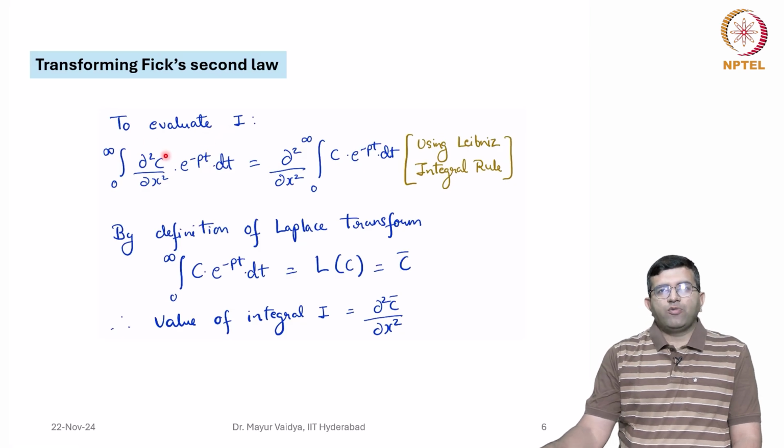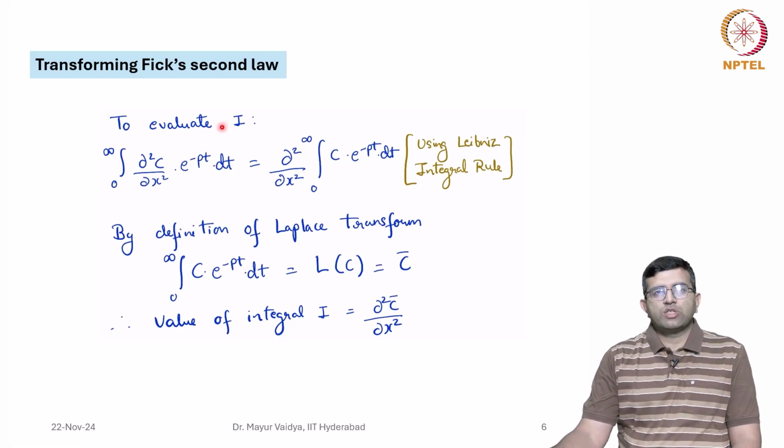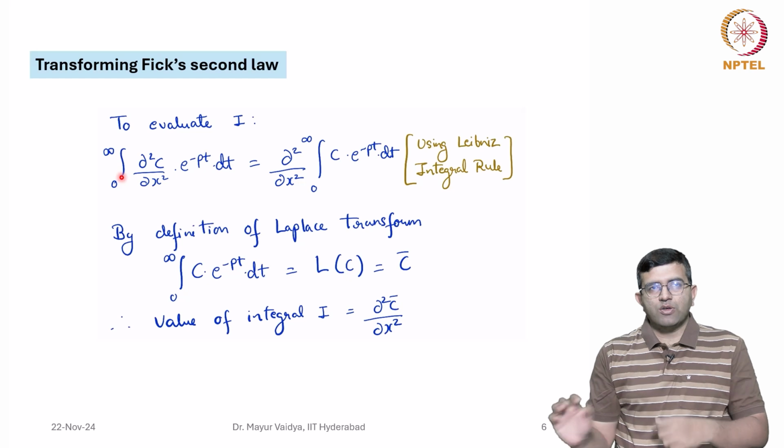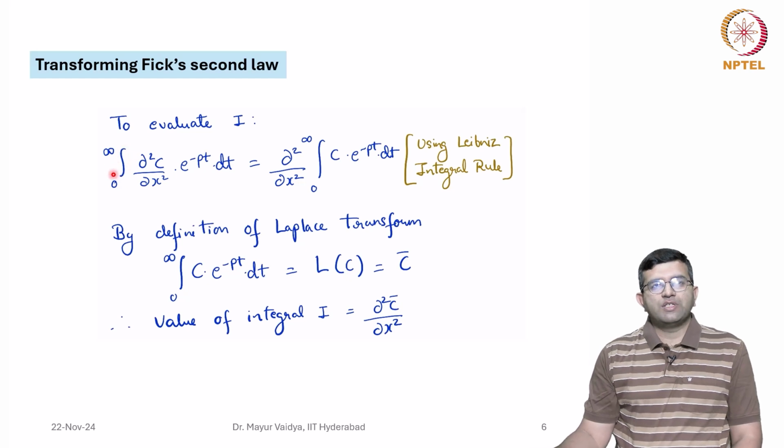To evaluate the first integral, this is where we use the Leibniz rule. What we saw in the example of the Leibniz rule, we will be doing a slightly reverse of that. So, you have the integral from 0 to infinity of dou square c by dou x square e power minus pt dt. Now, I can take this dou square by dou x square out, and it would look something like this: dou square by dou x square of the entire integral from 0 to infinity of c times e power minus pt dt.